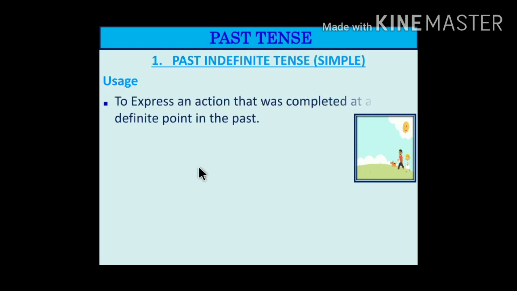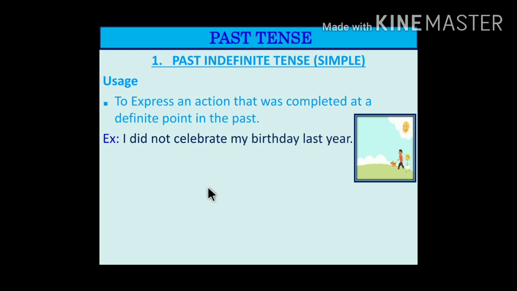Now, past tense. First, past tense. Let's talk about the usage of past tense. Where exactly do we use past tense? It's used to express an action that was completed at a definite point in the past. Now, can there be a difference between the past tense and the present perfect tense? Because present perfect tense is also going to indicate that the action is completed, and past tense is also going to indicate the same actually.